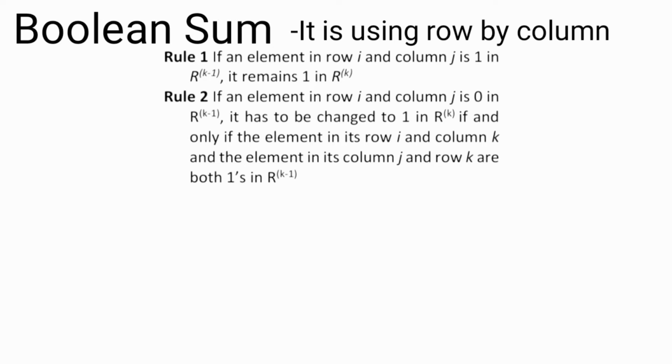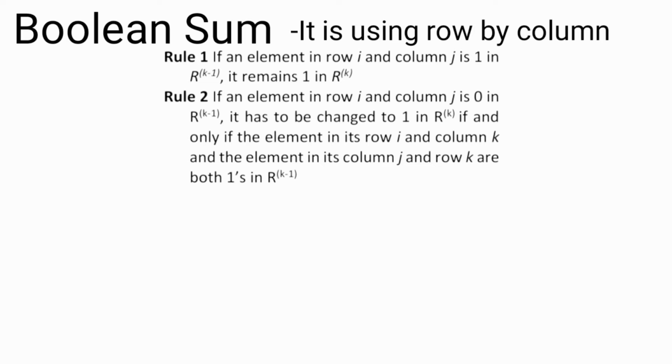The Boolean sum is the second method to solve the Warshall algorithm, using row by column. There are two rules in Boolean sum. In rule number 1, if an element in row i and column j is 1 in R sub k minus 1, it remains 1 in R sub k.